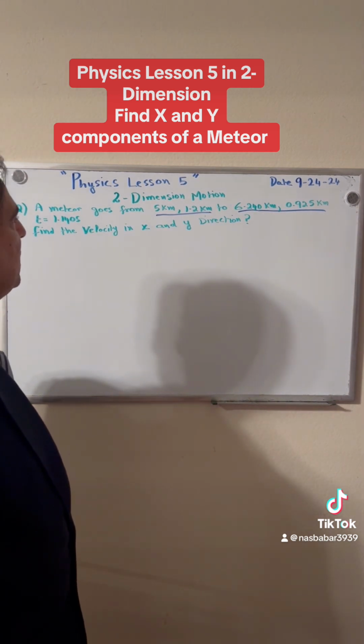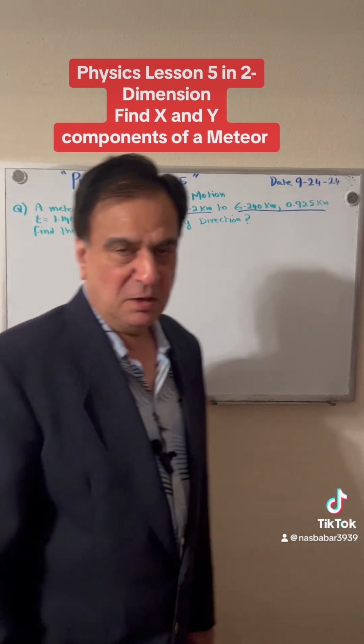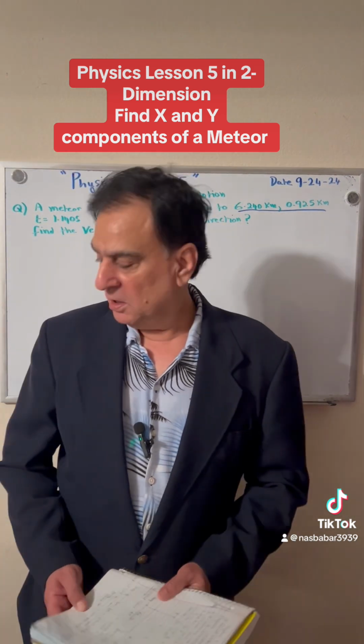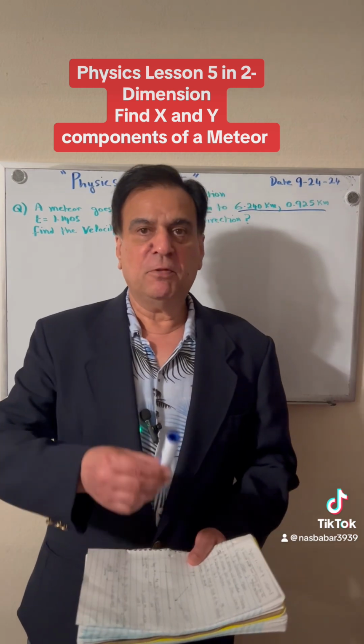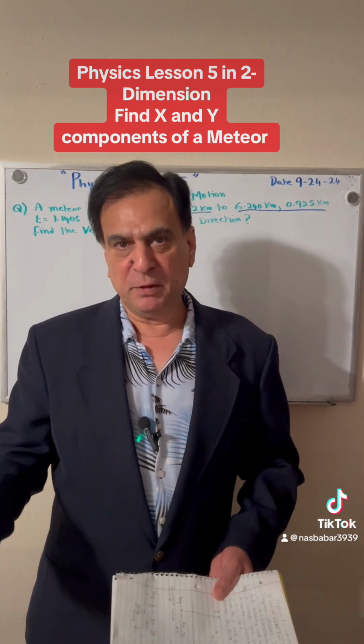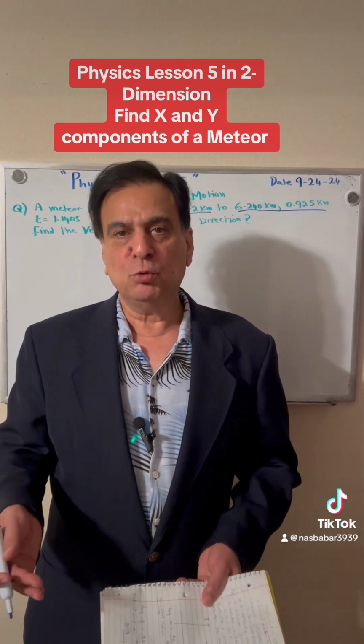Having said that, the date today is September 24th, and this is physics lesson 5, and we are discussing two dimension motion. We've already discussed motion in x axis and y axis, which was one dimension. Now we're talking about two dimensions.